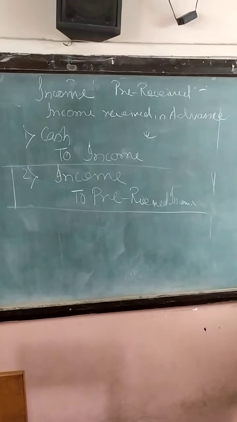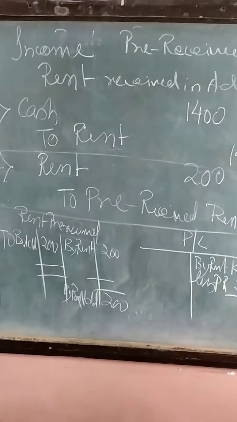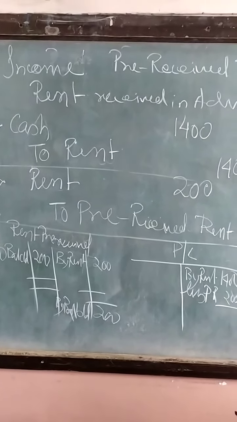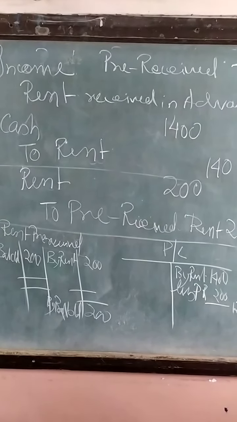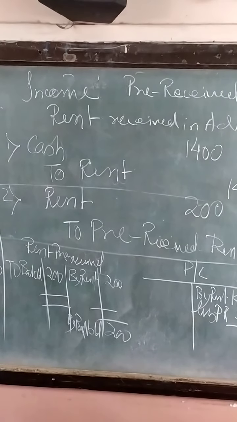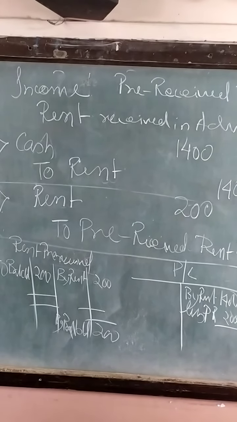Let's understand with an example. The example goes like this. Rent received 1400. So the journal entry is rent received in advance. That is, rent totally received 1400 and 200 is advance over here. So my journal entry is cash account debit to rent 1400, and for the 200 advance I am showing rent to pre-received rent 200.